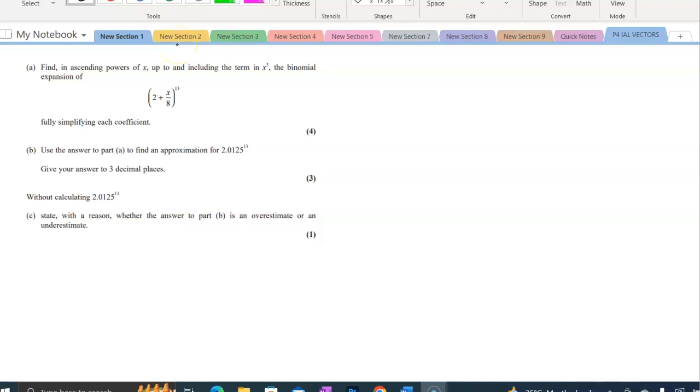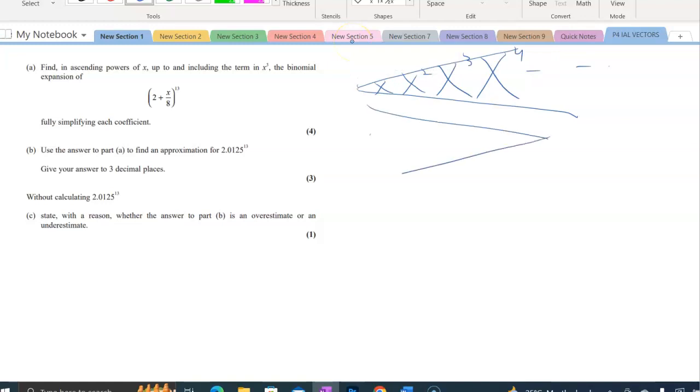Now the next question was to find an ascending power of x. When we talk about the ascending power of x, that means increasing power of x, not descending. Ascending means this is x, this is x square, that is x cube, x power 4. These are the ascending powers of x, and descending powers of x are x to the power 5, x to the power 4, x to the power 3. So we have to write this in the ascending power of x.